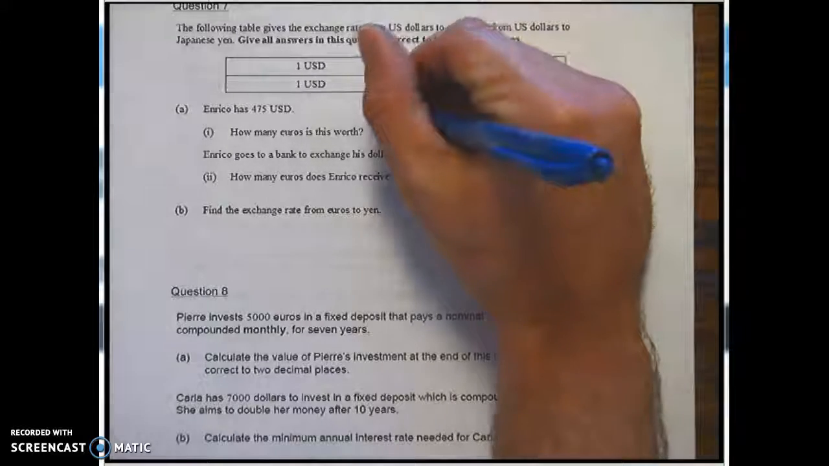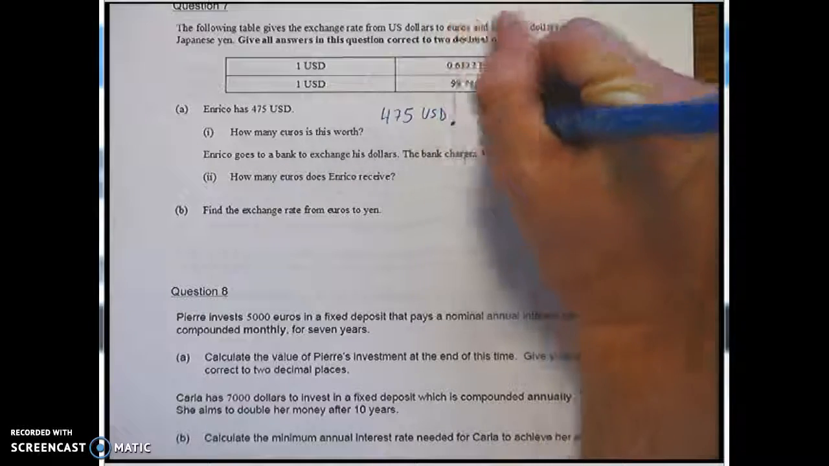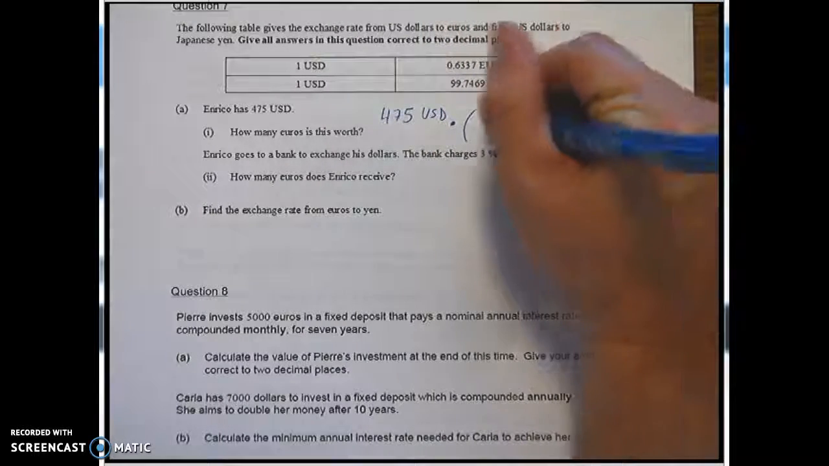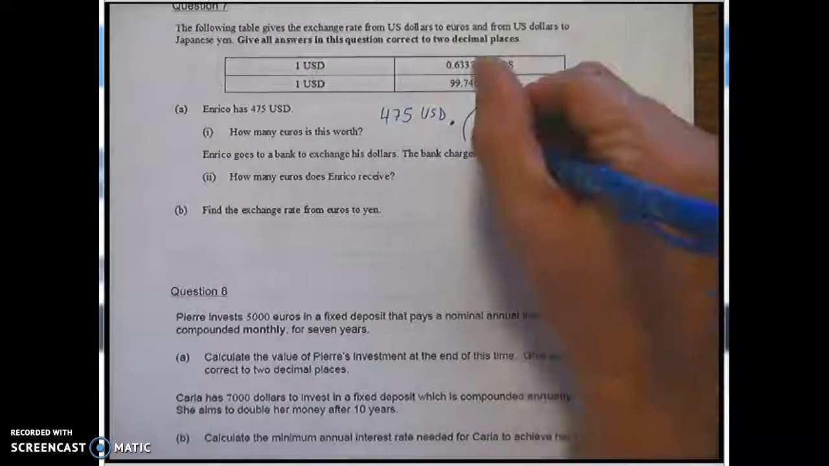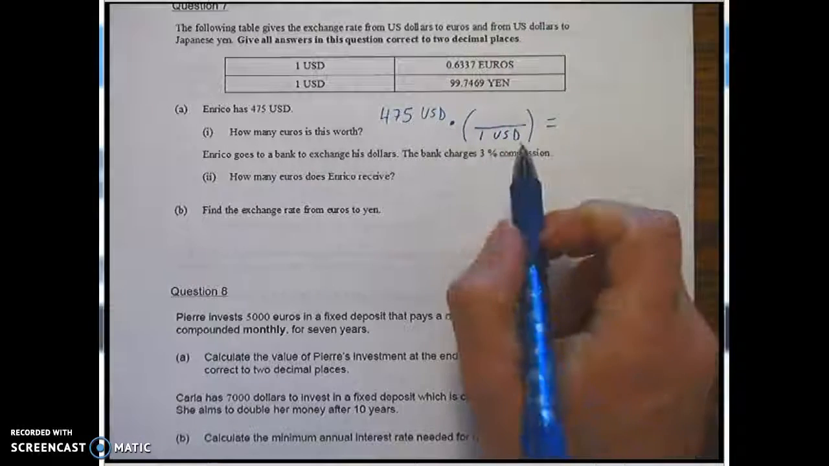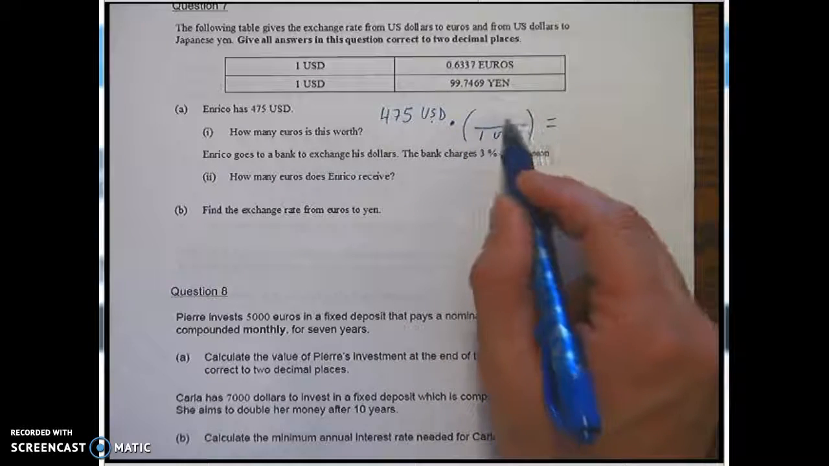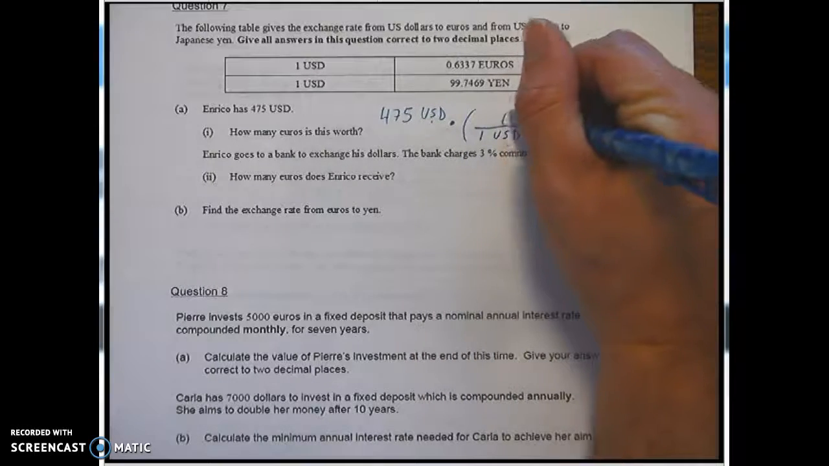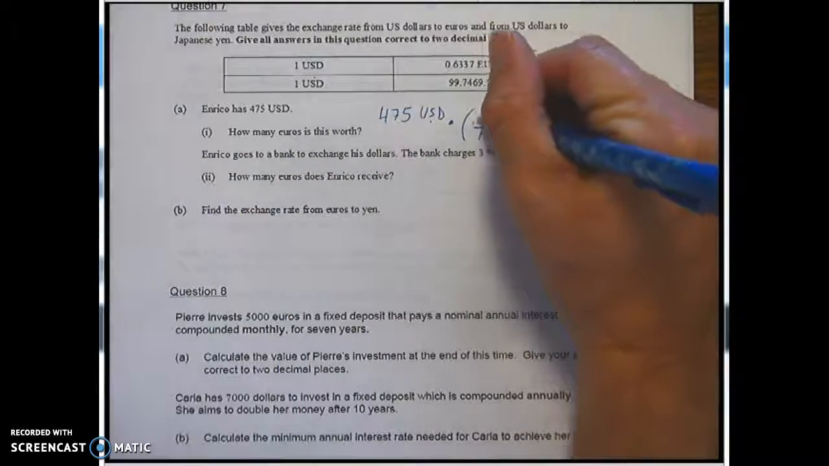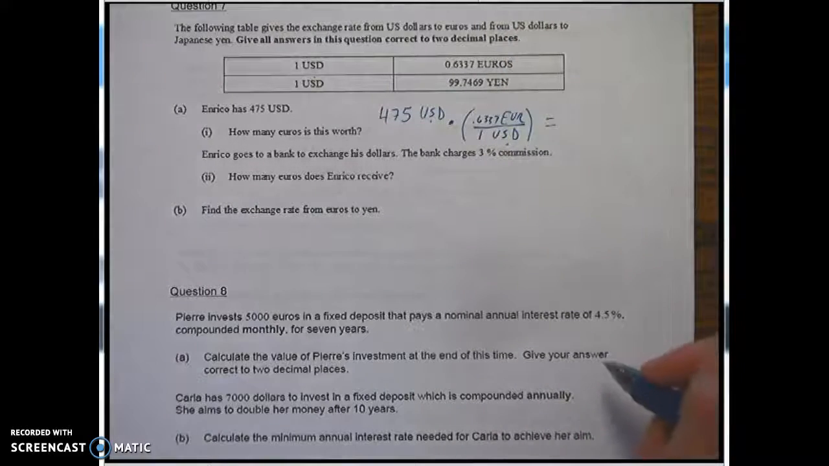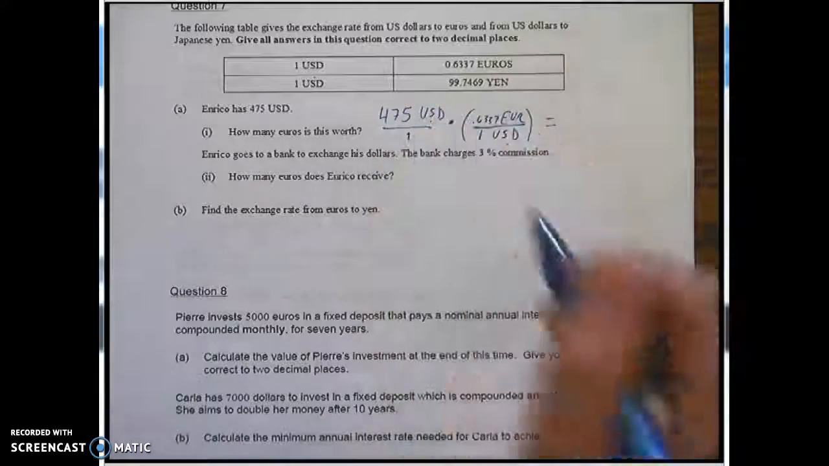So the way I always think about these problems is you start with 475 US dollars. And you want to set up a ratio for the others where on the bottom of that ratio is 1 US dollar. We want to put it on the bottom of the ratio so that that US dollar cancels out with that US dollar, leaving us with only whatever unit this is. In this case, we want euros, because that's what we're trying to convert to. And I'm told that 1 US dollar is worth 0.6337 euros.